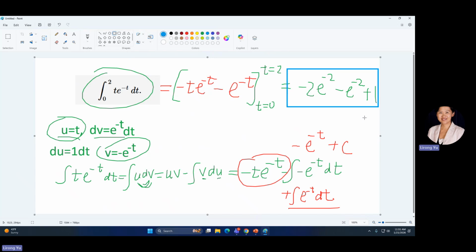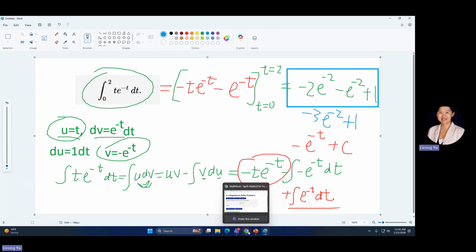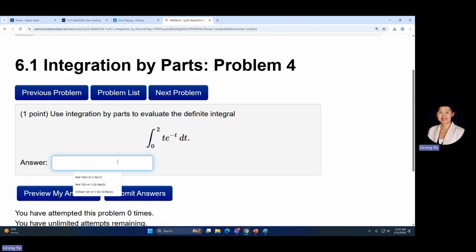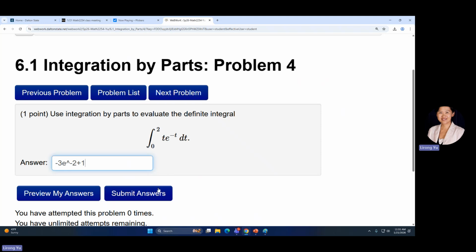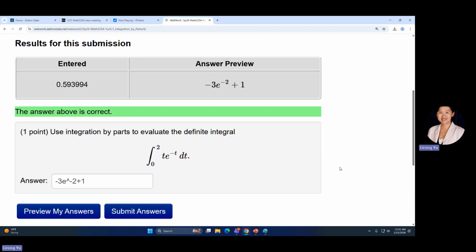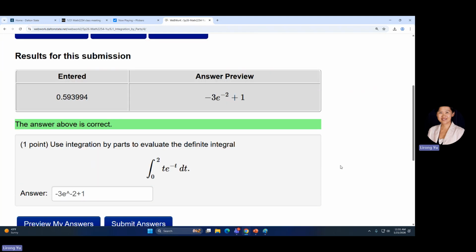So this one, we are using t as the final answer. After we combine the variables, we will actually have -3e^(-2) plus 1. Let me see if I made any calculation error here. So it's -3e^(-2) and then plus 1. Check. -3e^(-2) plus 1. That would be question number 4.